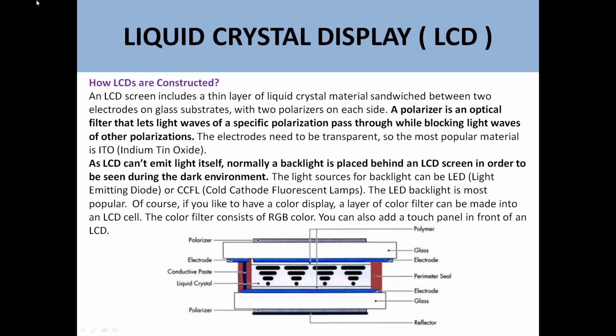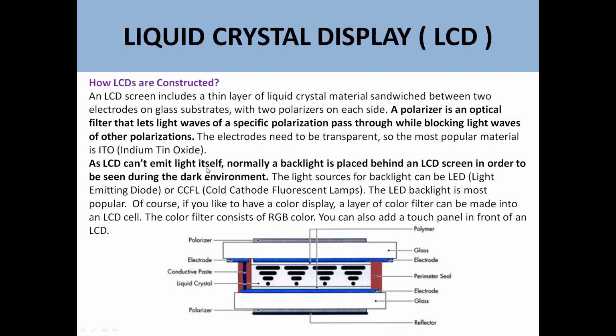Now, here's the question: how is an LCD actually constructed, and what are the basic rules behind it? An LCD screen includes a thin layer of liquid crystal material sandwiched between two electrodes on glass substrates, with two polarizers on each side. A polarizer is basically an optical filter that lets light waves of a specific polarization pass through while blocking light waves of other polarization. The electrodes need to be transparent, so the most popular material is ITO, indium tin oxide.